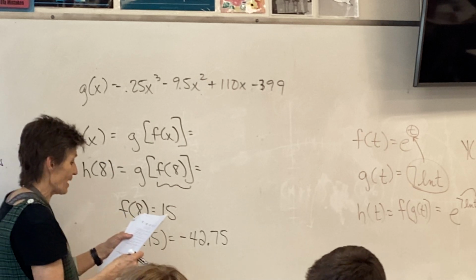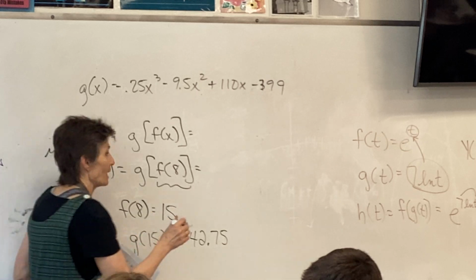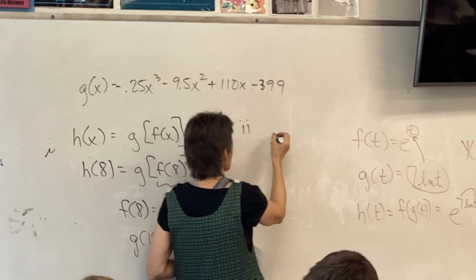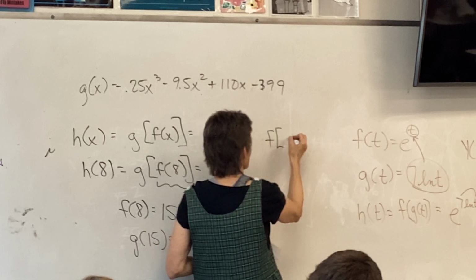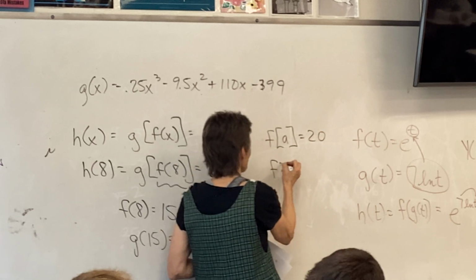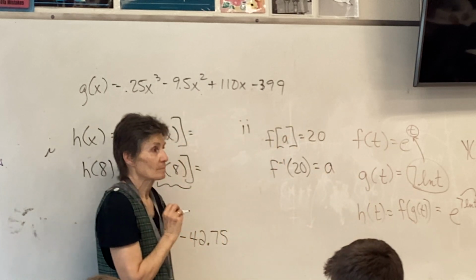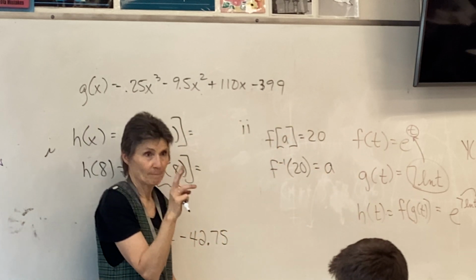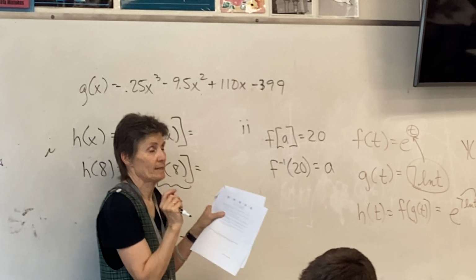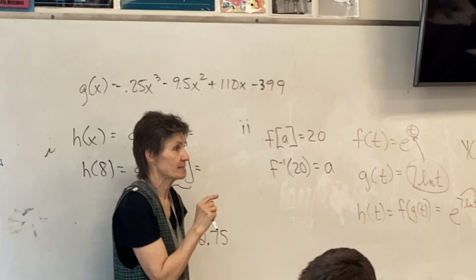Find the value of F inverse of 20 or indicate that it's not defined. So remember, what that means is F of something is 20. So F inverse of 20 would be that thing. That's the inverse relationship. So look at your chart. F of what is 20? 16. So the answer to the question is 16.